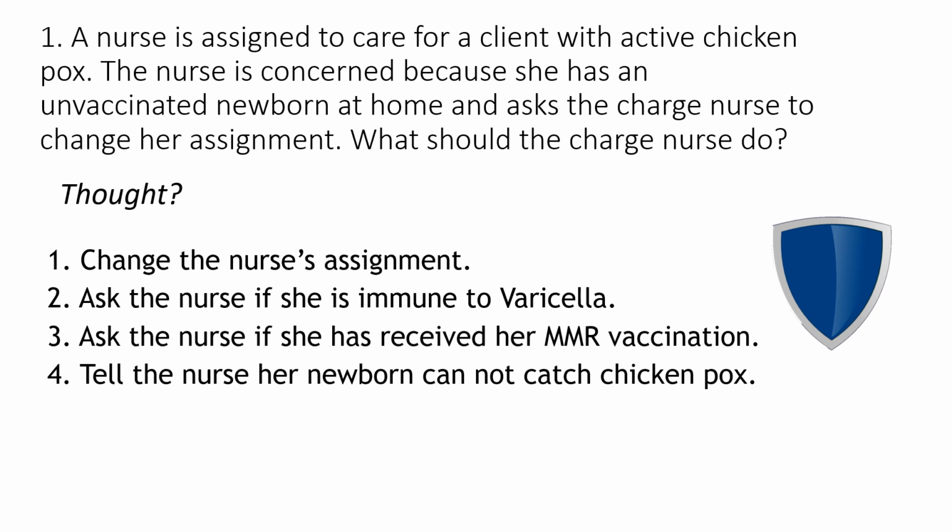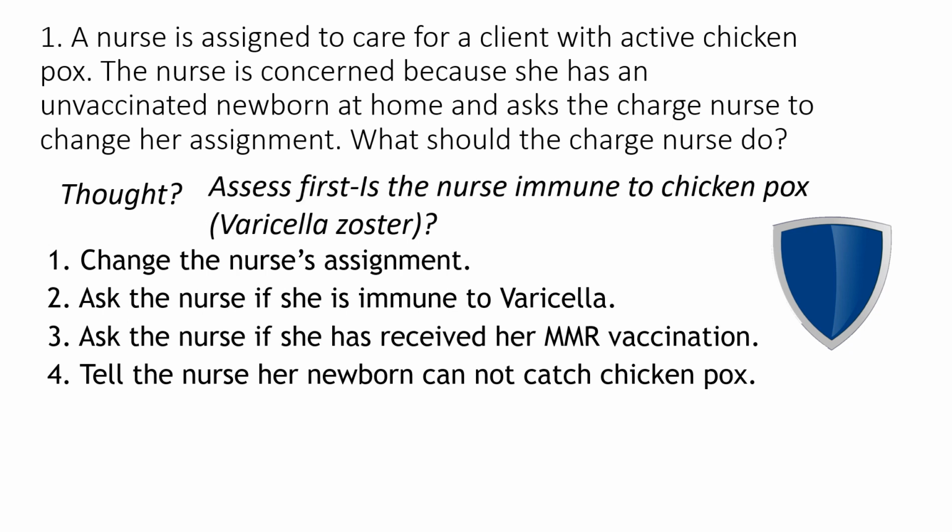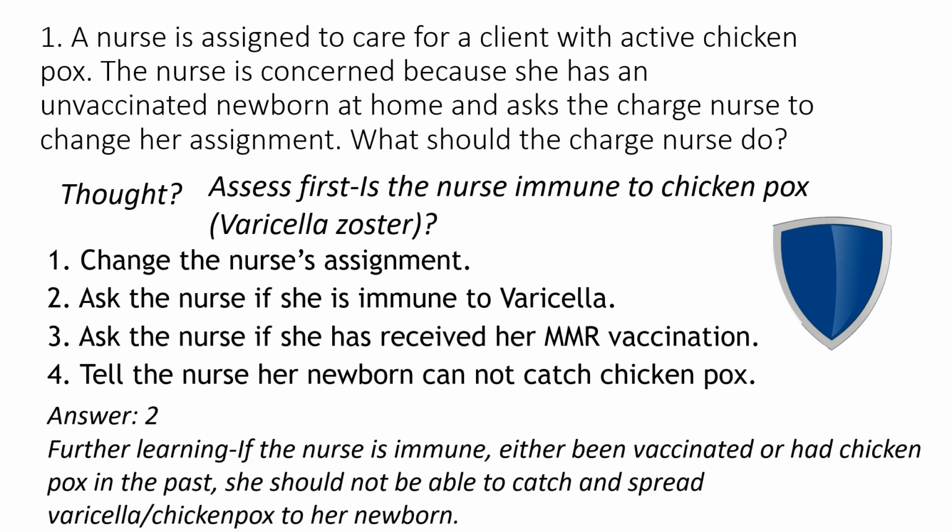And the answer here is number 2. What we should do here is to assess first. We need to know whether the nurse is immune to chickenpox or not, and chickenpox is varicella zoster. In the further learning, if the nurse is immune, meaning the nurse has either been vaccinated for varicella or had chickenpox in the past, then she should not be able to catch and spread the varicella, which is chickenpox, to her newborn. So you need to think of vaccines as shields.